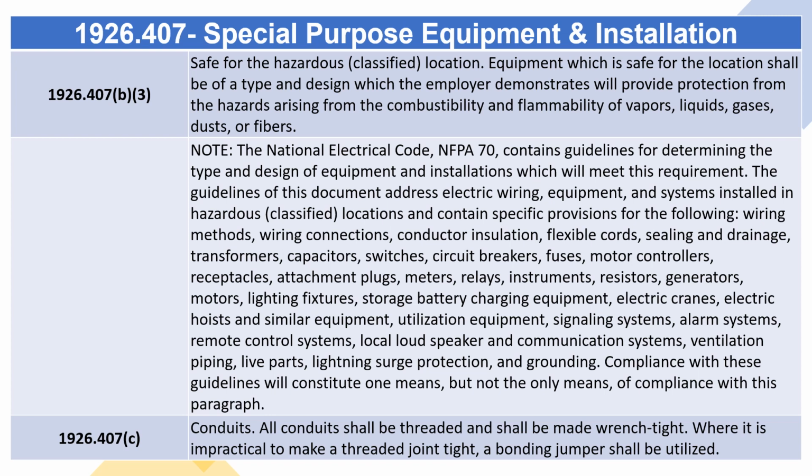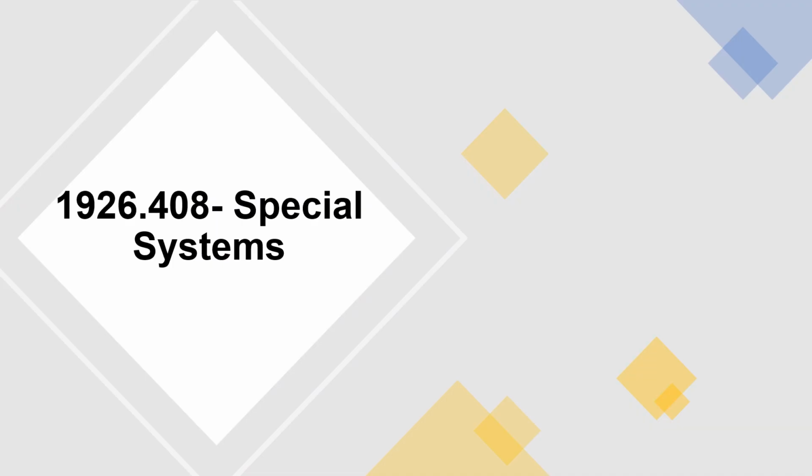1926.407 C. Conduits. All conduits shall be threaded and shall be made wrench tight. Where it is impractical to make a threaded joint tight, a bonding jumper shall be utilized. 1926.408 Special Systems.